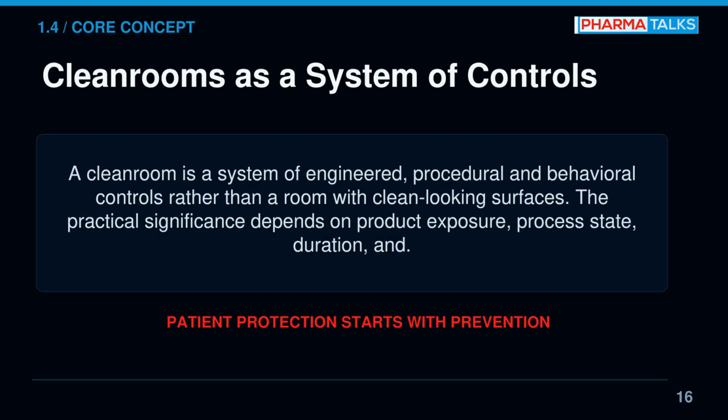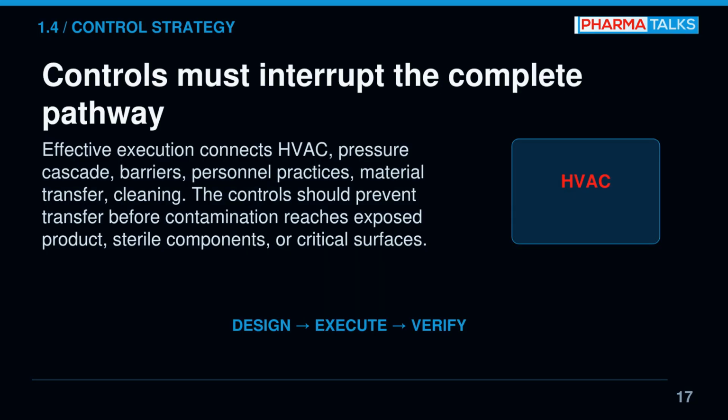A cleanroom is not simply a room with polished surfaces and a clean appearance. It is an integrated system of engineering, procedural, and behavioral controls. HVAC, pressure differentials, barriers, material flow, cleaning, and personnel performance must operate together. Weakness in one layer can reduce the effectiveness of the others and reopen the contamination pathway. Controls must interrupt the complete pathway.